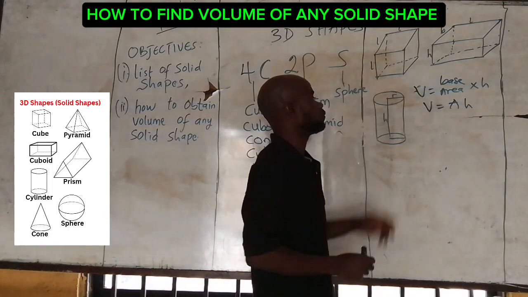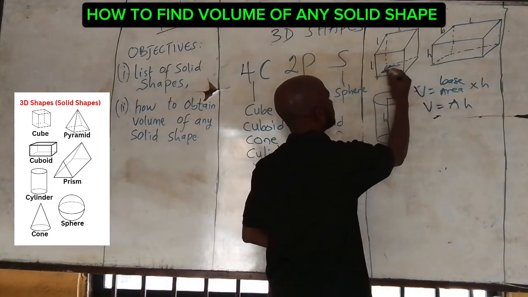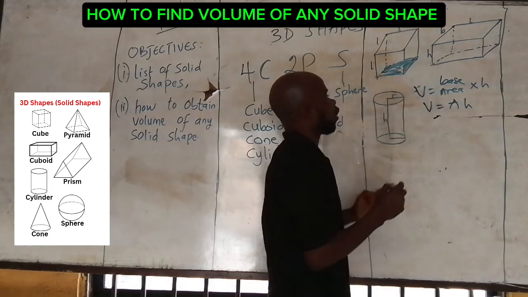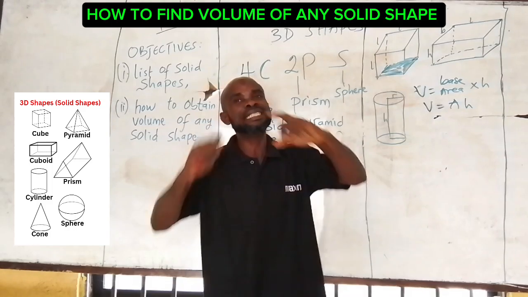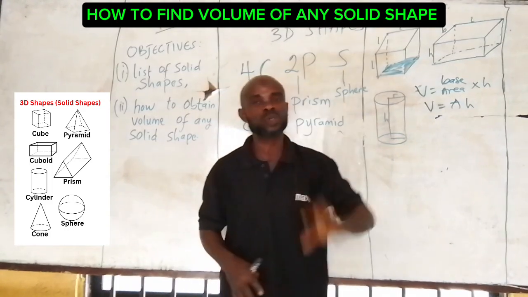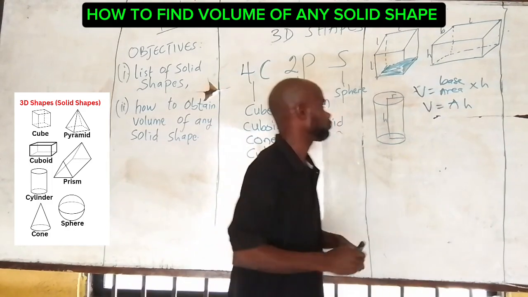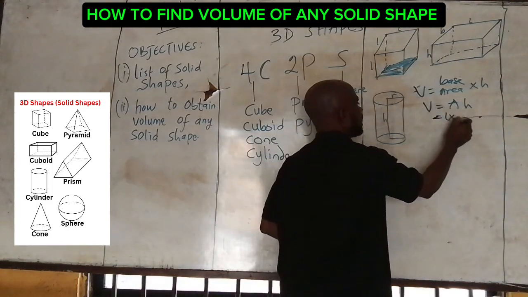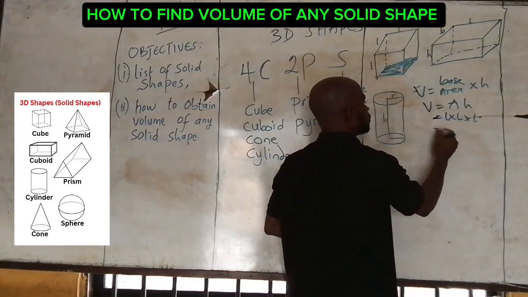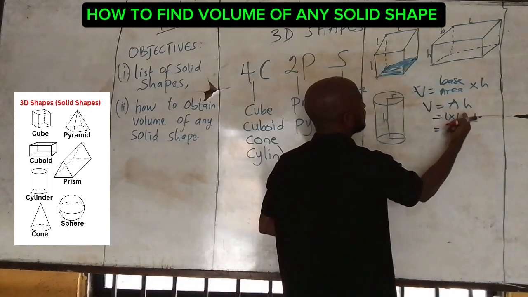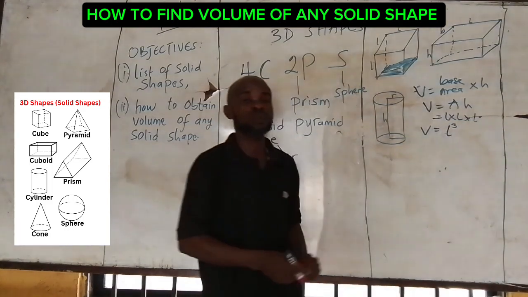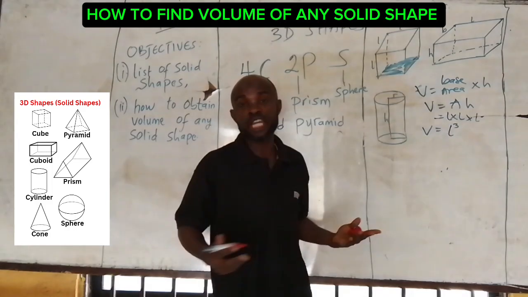So if I want to know the volume of the cube now, the base area, this is the base. First of all, you ask yourself, what is the shape of the base? The shape of the base there is a square. So what is the area of a square? That is length times length. Then the height there is also length, another L. So at the end of the day, you will have length times length times length. That is length raised to power 3. Hello, I've gotten the volume of a cube.